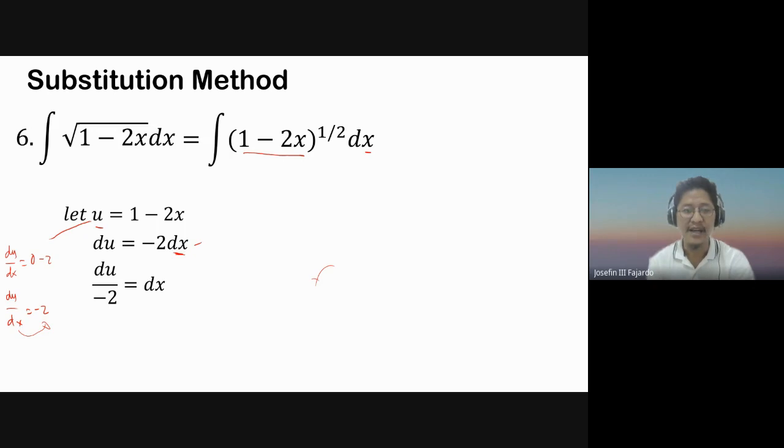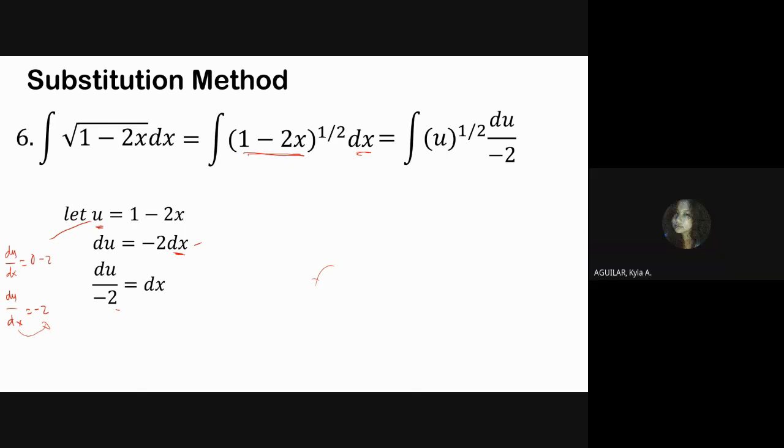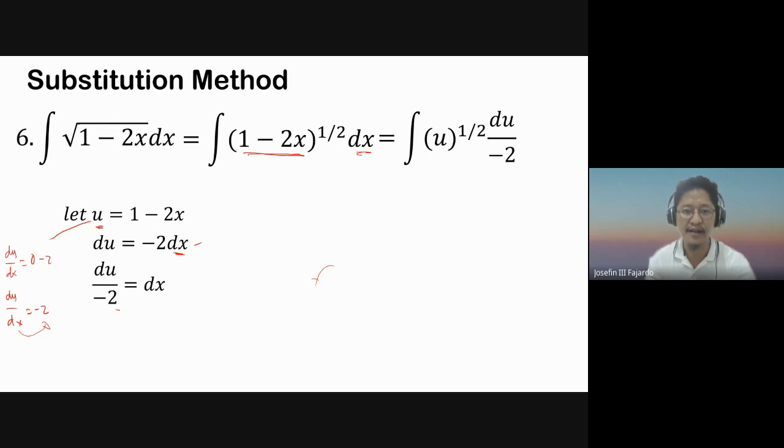So, ito, papalitan na natin. Kaya nga substitution, we will substitute. So, replacing 1 minus 2x with u, and then dx with negative du over 2. So, we will have this. Okay? Malinaw po ba yun? Opo, sir.